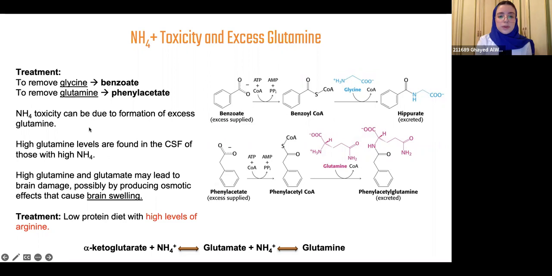And the reason why we can't just leave the person with ammonium toxicity is because whenever you have elevated levels of ammonium, or actually elevated levels of glutamine and glutamate, this can lead to brain damage, and it can cause edema, right? So swelling of the brain, because it absorbs water. So we can't have that. We have to stop that from happening. And the way that we can do that is by decreasing their levels by giving benzoate and phenyl acetate. So just try to remember that benzoate is for glycine and phenyl acetate is for glutamine.